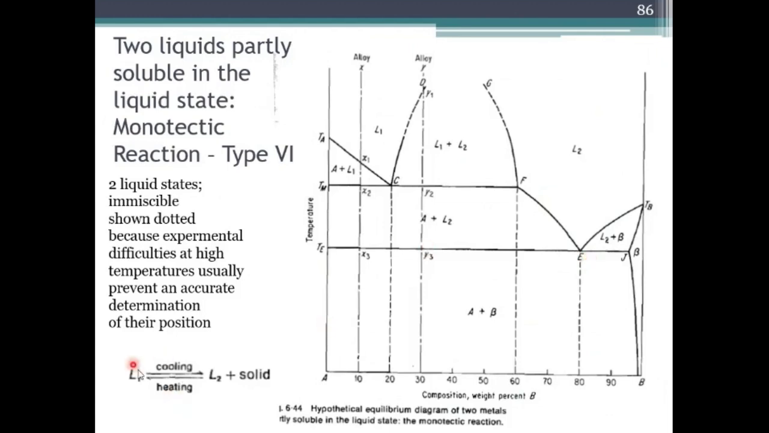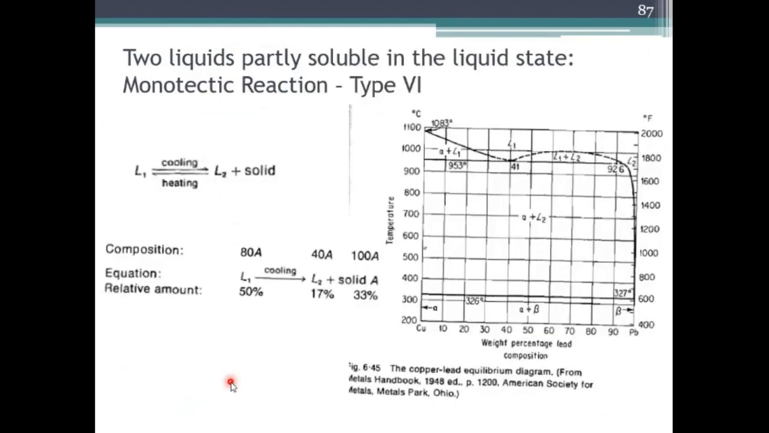So when you take one liquid and heat it or cool it, another liquid will be formed, along with the solid, so that is the big thing here. That is, if you see here, if it is 80A, a 40A will be there. That is 50%. If you take 17% will be L2 and 33% will be the solid A. It will be mostly like this.